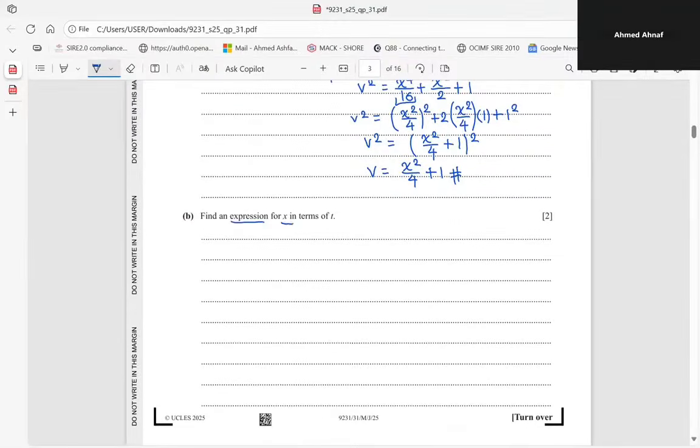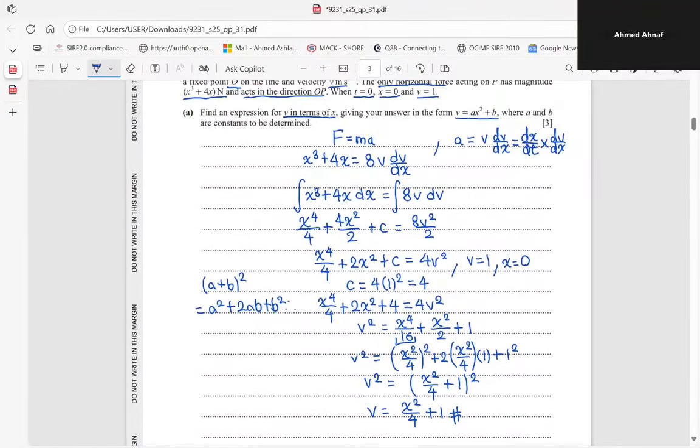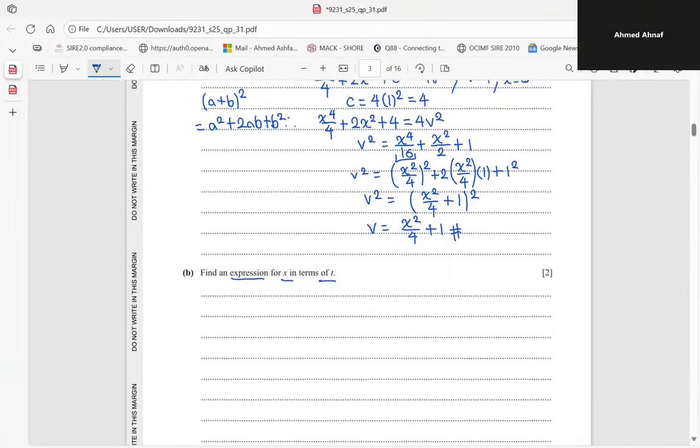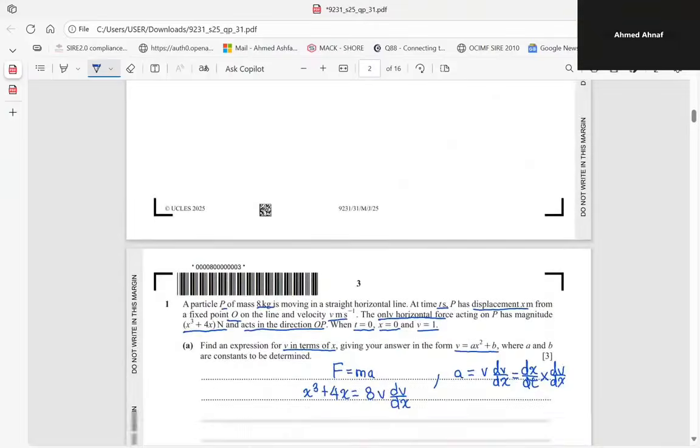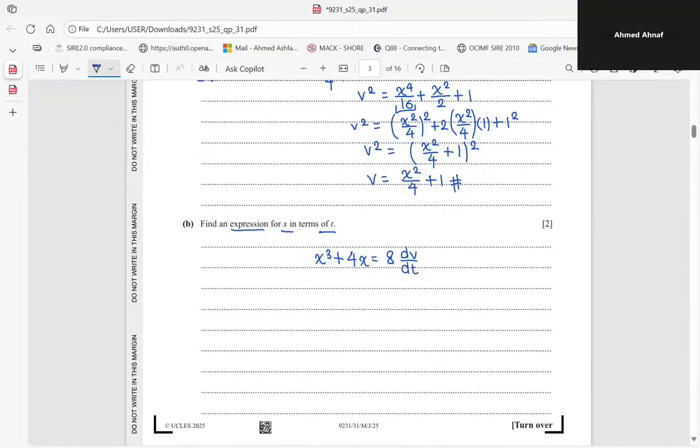Let's head on to the next part. For this part, we just have to find an expression for x in terms of t. So we have to make x the subject, and the equation should be in terms of t. To do that, let's take our original equation using F equals ma. F is x cubed plus 4x, m is 8, and a we can just directly write as dv/dt.